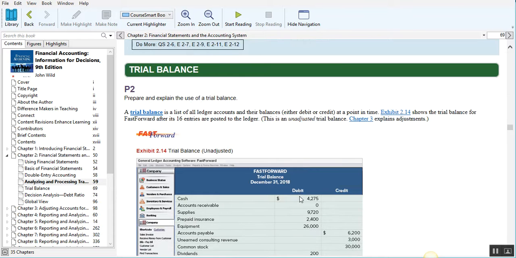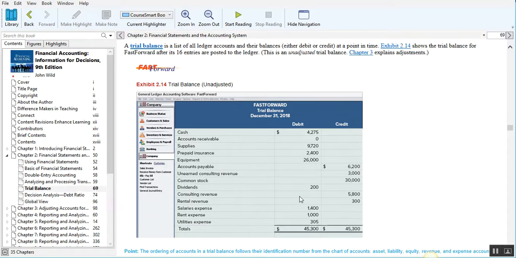And after we get all of those balances figured out through T accounts, we're going to create a trial balance. A trial balance is simply a listing of all of the accounts with their appropriate debit or credit balances, depending on what they have. So we're going to list out all of the accounts of the business and show the balances that they have. We have cash. Accounts receivable doesn't have a balance right now. We have these other assets that do. We have credits with accounts payable, unearned consulting revenue, common stock, rental revenue, salaries, consulting revenue, rental revenue, and so on.